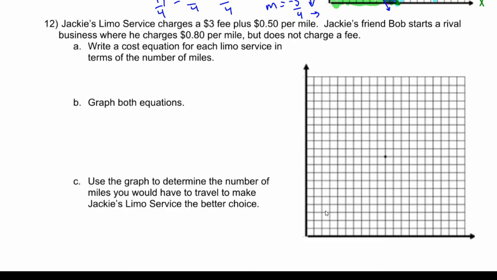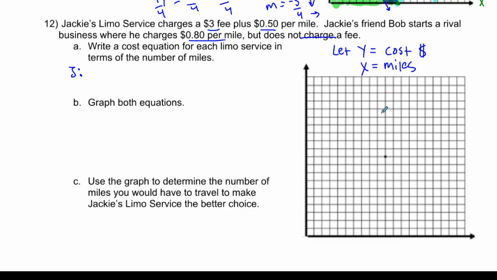Okay, Jackie's limo service charges a $3 fee plus 50 cents per mile. Her friend Bob starts a rival service where it's 80 cents per mile, but no fee. Okay, so we need an equation for each limo service. So for Jackie, let y equal the cost in dollars, and x is going to be miles.